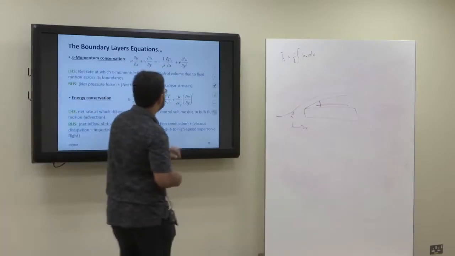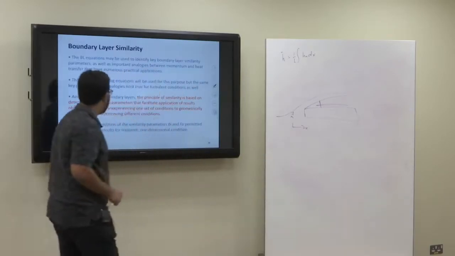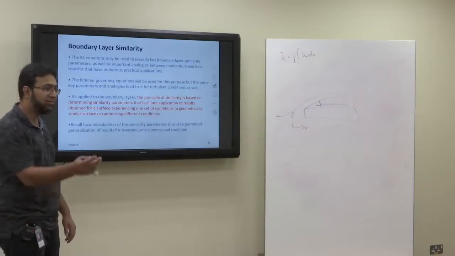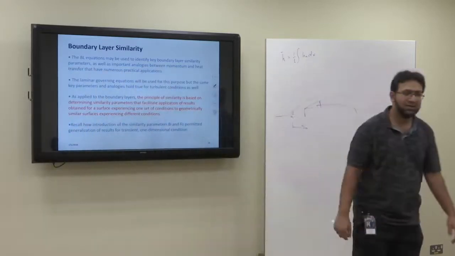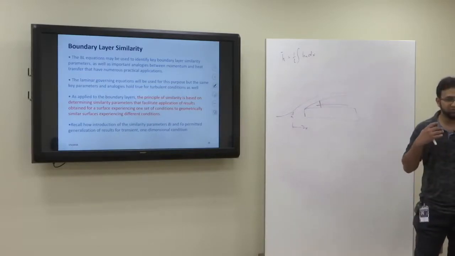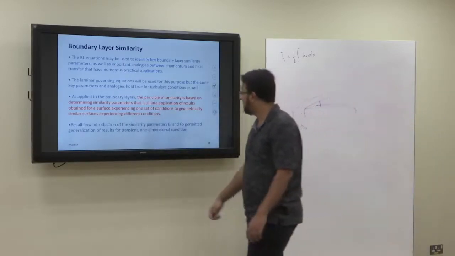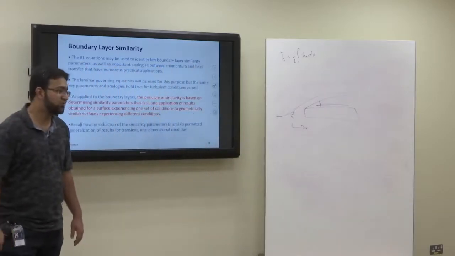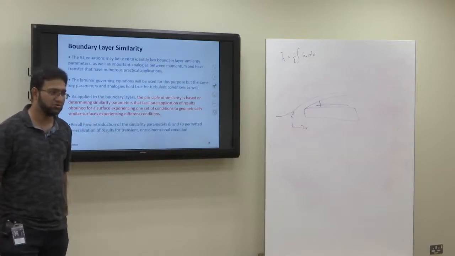These are the simplified equations, okay. And then after that, we apply the boundary layer similarity. Similarity is a concept that you will be introduced to in the fluid mechanics course as well. And it's one of the most important concepts and widely used in industry. It has a lot of applications. So the concept of similarity is that we don't want to use terminologies with units. We want to develop dimensionless terminologies, okay?